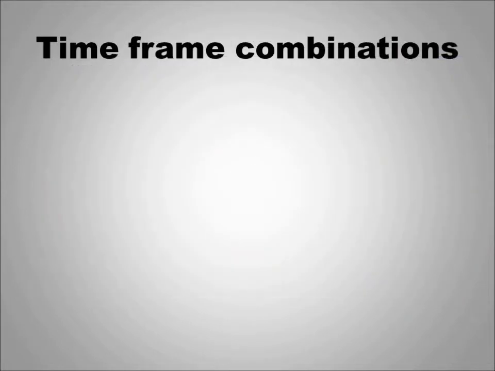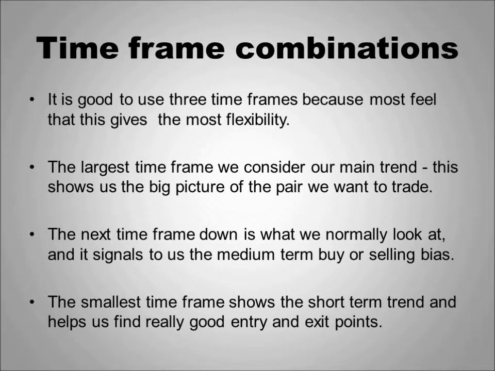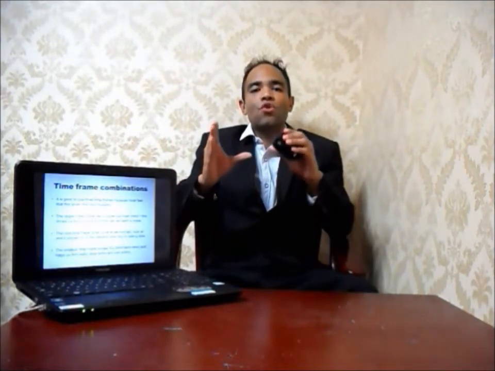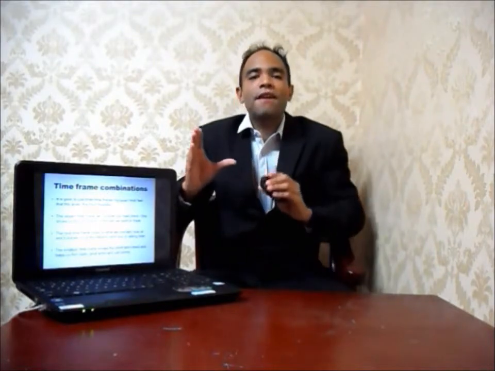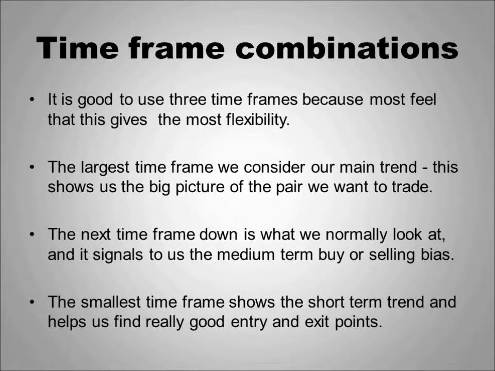Okay, so let's talk about time frame combinations. Just like I explained before, it's good to use 3 time frame combinations in order to get the perspective that we need. The largest time frame is what we consider our main trend. That shows us the big picture of the pair that we want to trade, meaning we want to have one large frame, and we also want to have one short frame. When we look at the large frame, we can have a general idea as to where the market is going. But when we have a short frame, then we have a specific idea as to what direction the market will take off in within the next few time frames. Okay, so we want to keep that in mind. That's how we use the different time frames.